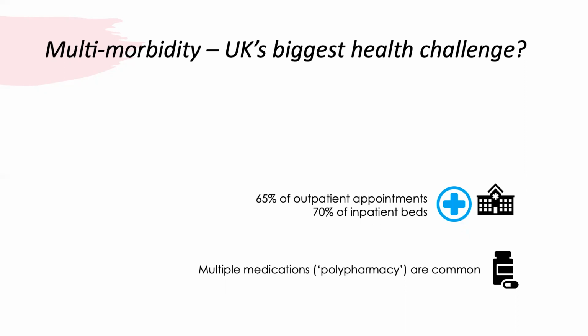Multimorbidity also accounts for a significant proportion of healthcare usage, with at least 65% of the people seen at outpatient appointments having more than one health condition. And of those that are in hospital, around 70% would also have more than one health condition. And this results in significant costs for healthcare.